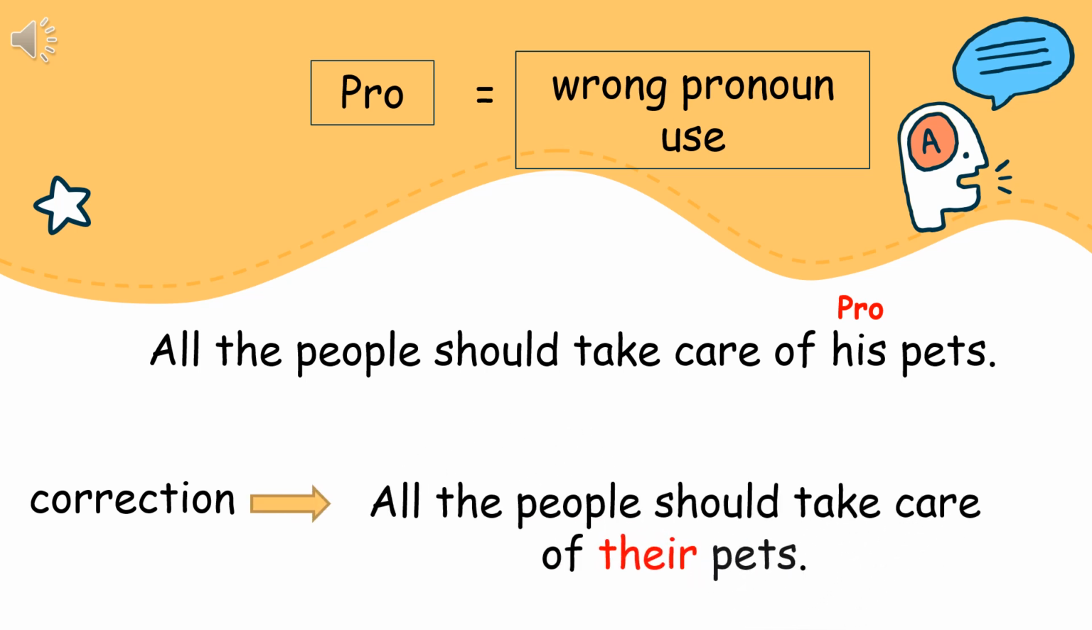The next proofreading symbol is pro, which means wrong pronoun use. That is, the pronoun used in the sentence is wrong. For example, in the following sentence, the subject is all the people, and his is used as a pronoun that refers to this subject. That's why there is the pro proofreading symbol above it. Therefore, it should be written correctly by changing the pronoun to their instead of his.